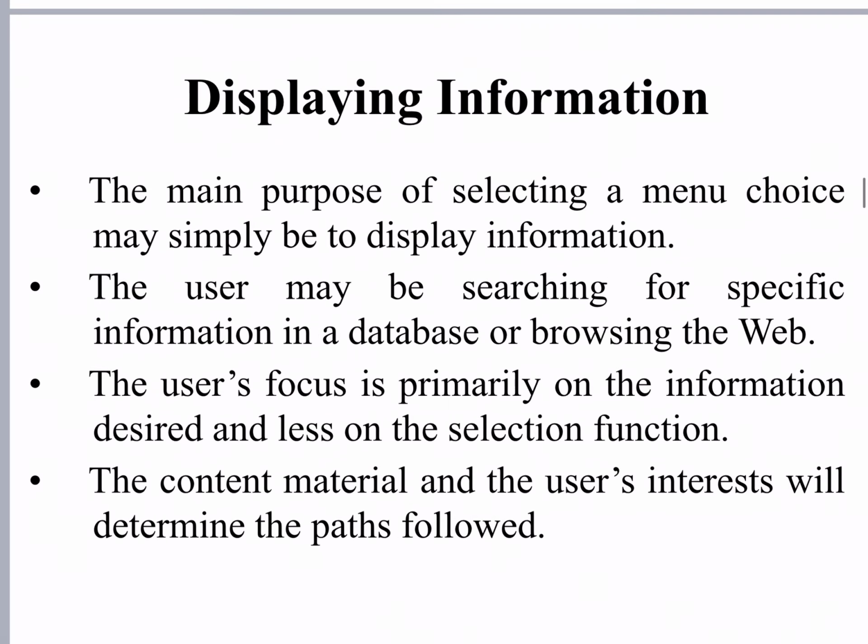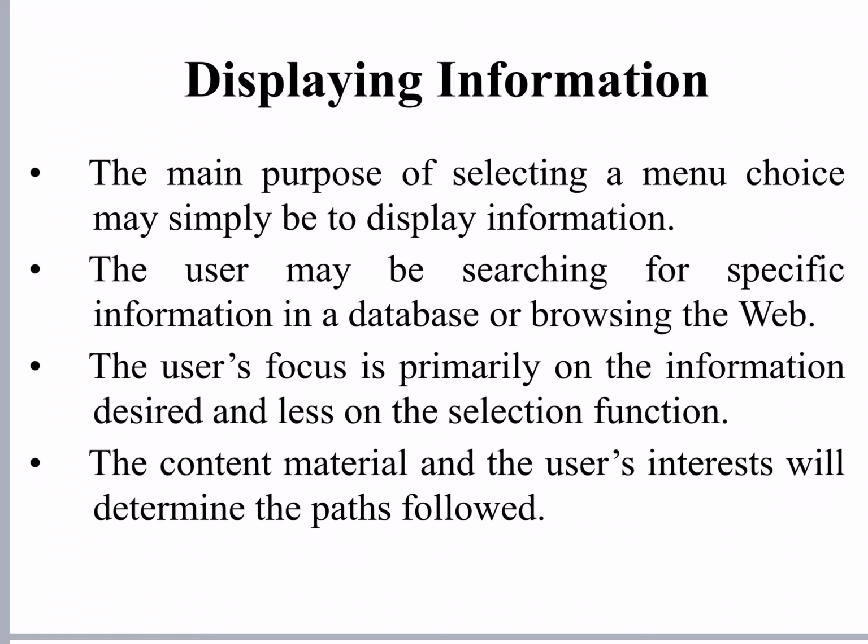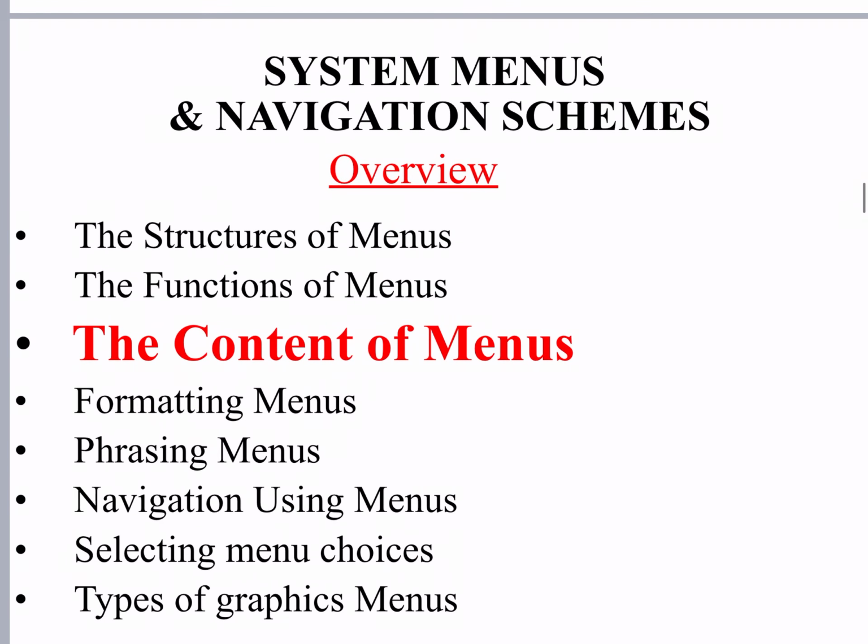Now, when it comes to displaying information, the main purpose of selecting a menu choice may simply be to display the information. So, when you display the information, the user can understand it. The user may be searching for specific information in a database or browsing the web. The user will focus primarily on the information which is desired and less on the selection function. The content, material and the user's interest will determine the path that will be followed.